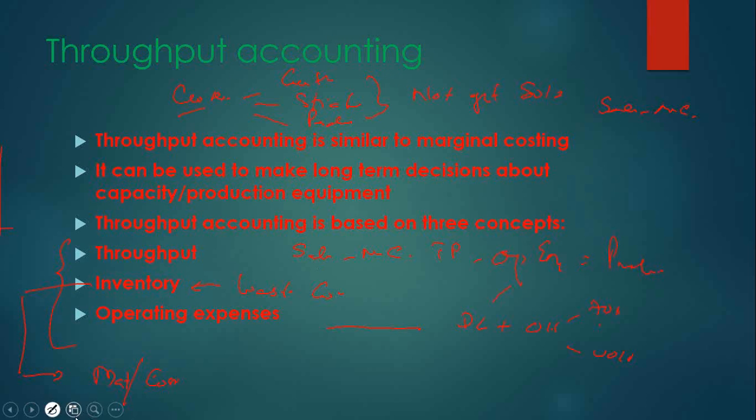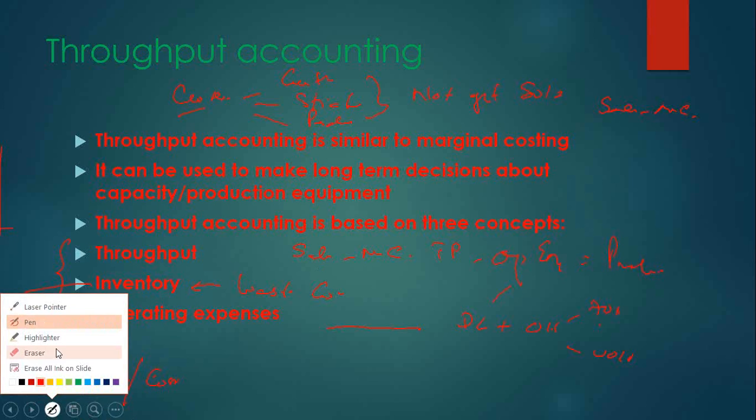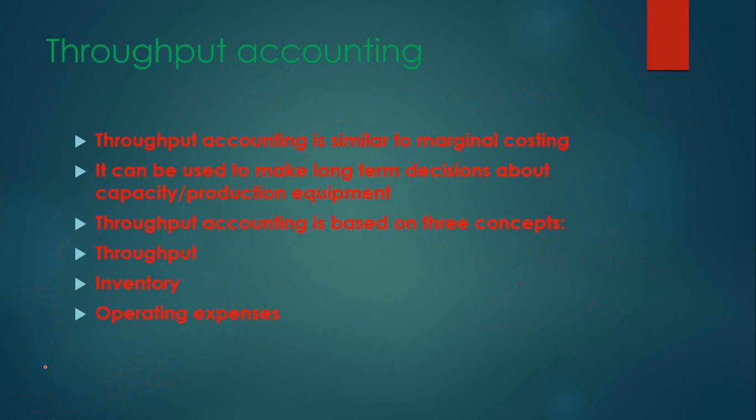So that makes a very, very important point for us in the three methods of costing: how the inventory is valued. In absorption costing, inventory is valued at total cost. In marginal costing, inventory is valued at marginal cost. Marginal cost is the direct materials, direct labor, and variable overheads. But in throughput accounting, inventory is valued at material cost only.